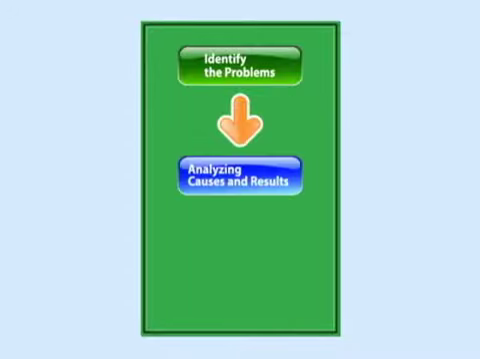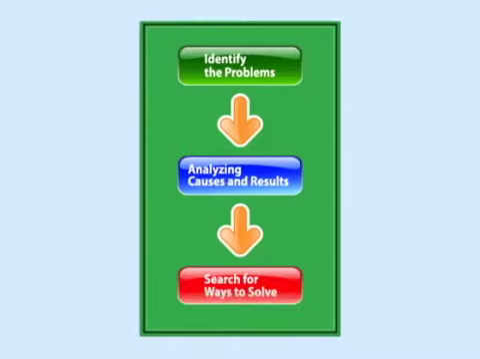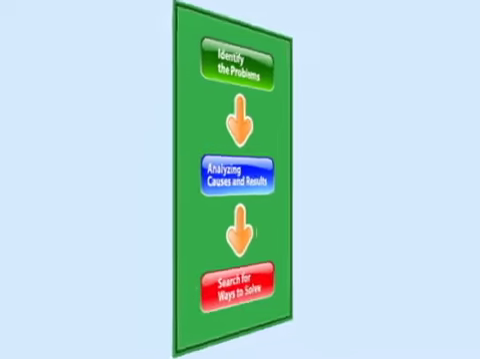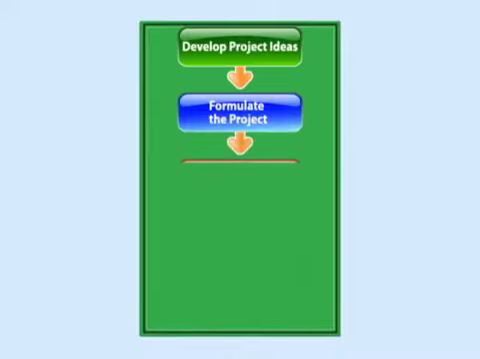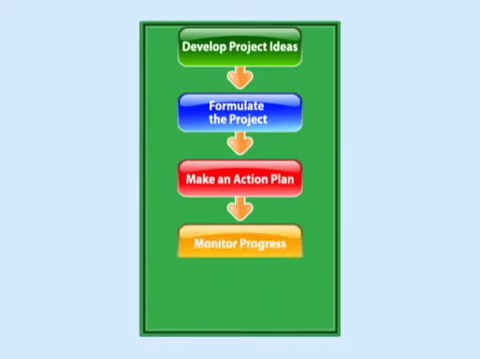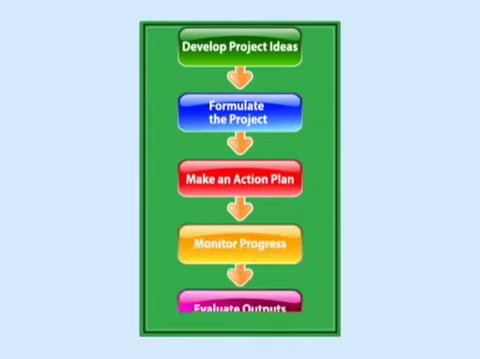It is a method which starts from identifying the problems which currently cause unfavorable conditions, then analyzing their causes and results, and then search for ways to solve them. In other words, develop project ideas, formulate an appropriate project, make an action plan, and monitor progress and finally evaluate outputs of the project.